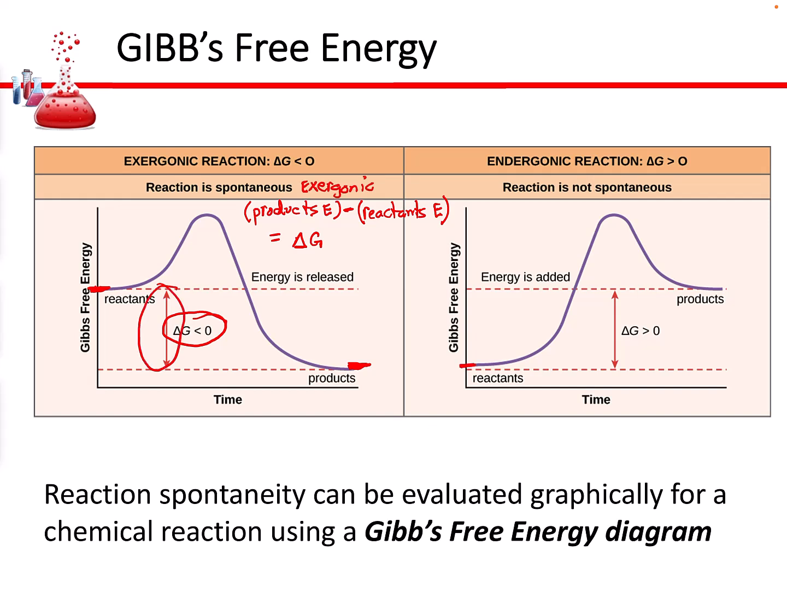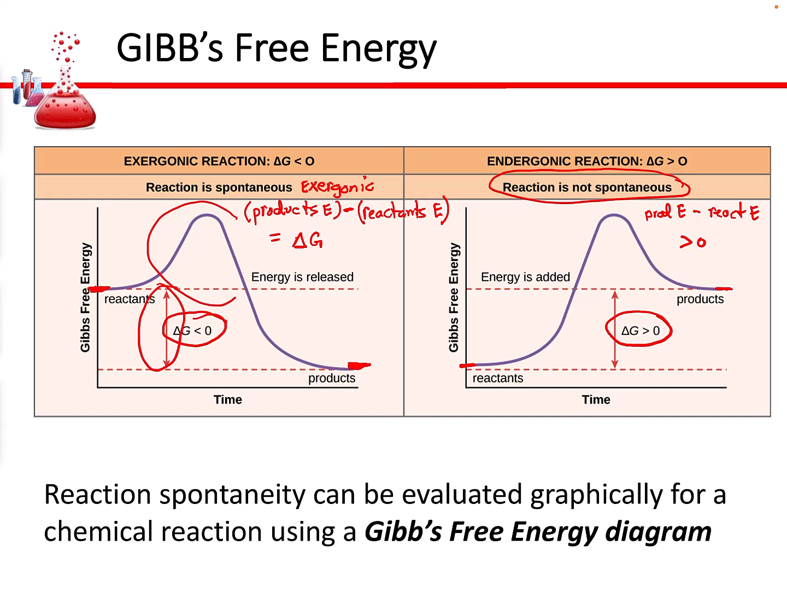We said that these reactions are spontaneous or exergonic, and this amount of energy difference will be released on the product side. However, if our reactants are much lower than our products, we will see that the product energy minus the reactant energy is going to be above zero, greater than zero. And in this case, we see that the reaction is not spontaneous.